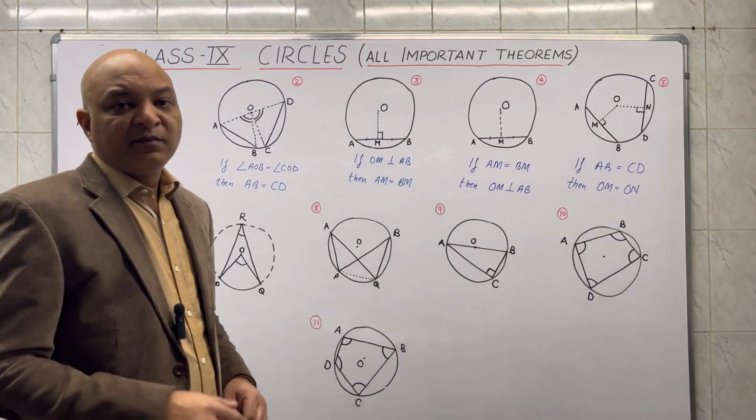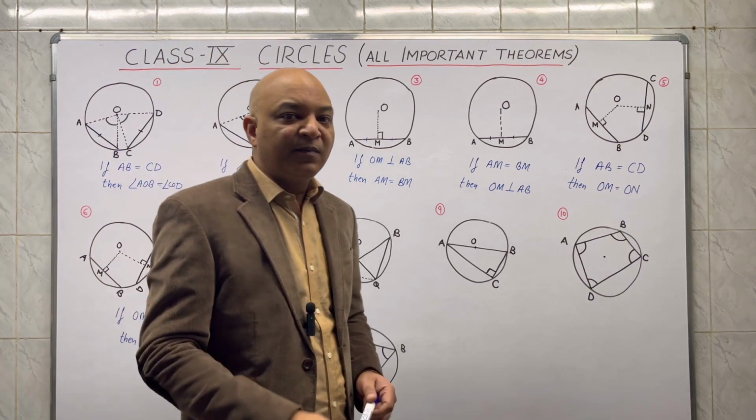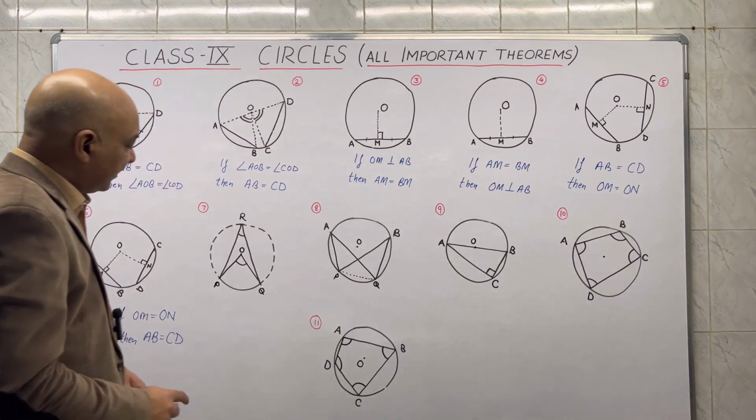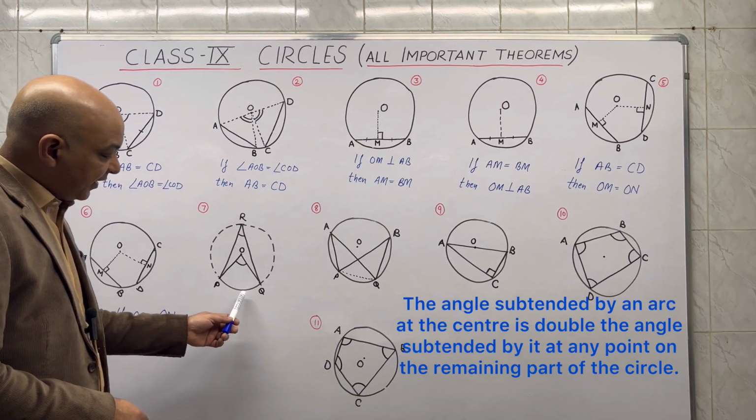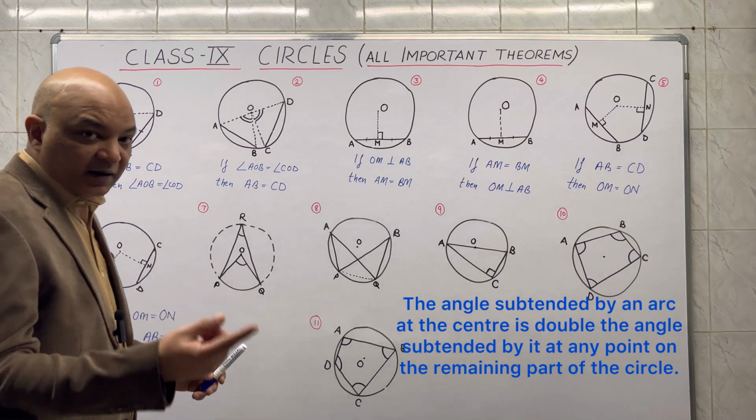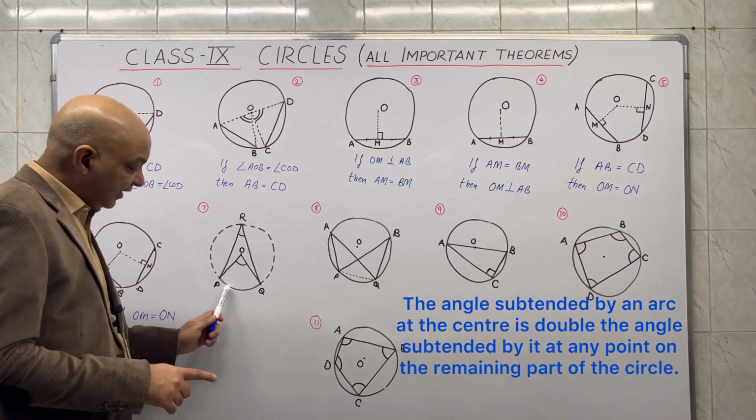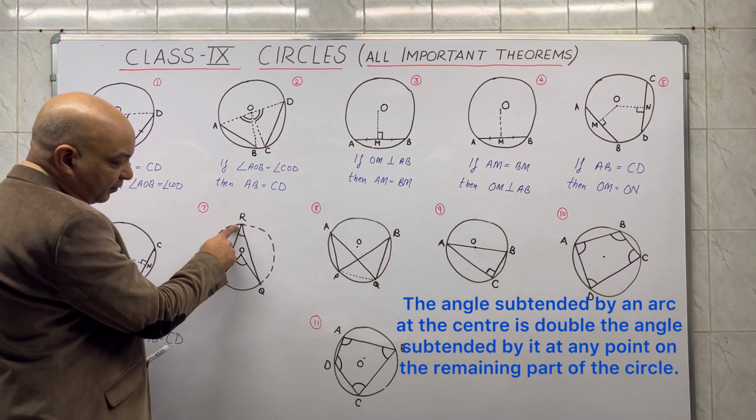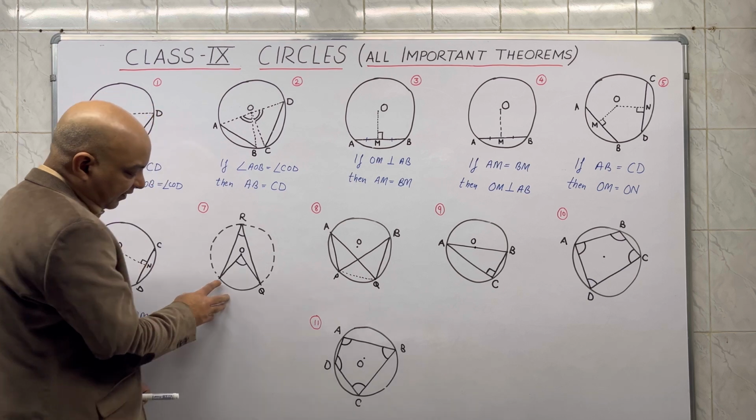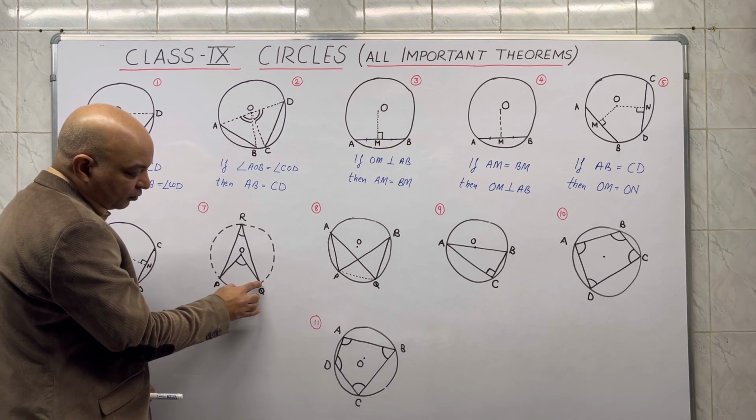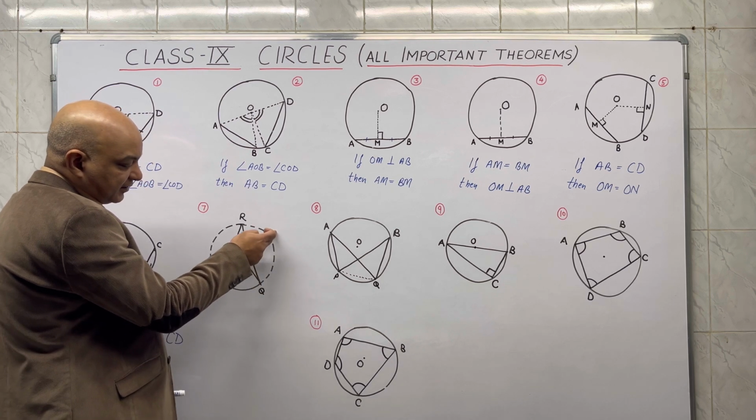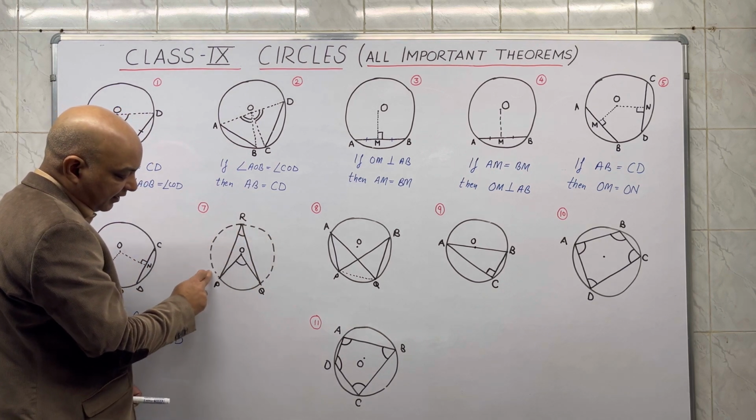Okay, now theorem number 7. Now this is one of the most important theorems in this chapter. Let's see what it says. It says that the angle subtended by an arc at the center is double the angle subtended by the same arc at any other point on the remaining circle. You can see I have drawn this arc PQ, and except this arc, बाकी बचा हुआ रिमेनिंग सर्कल, ये आप देख सकते हैं डॉटेड मैंने बनाया हुआ है.